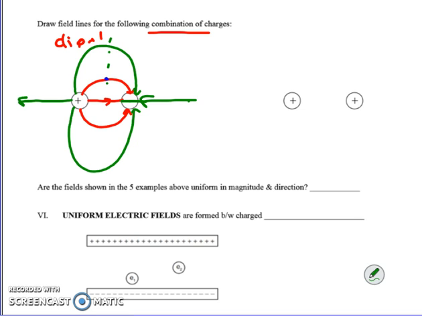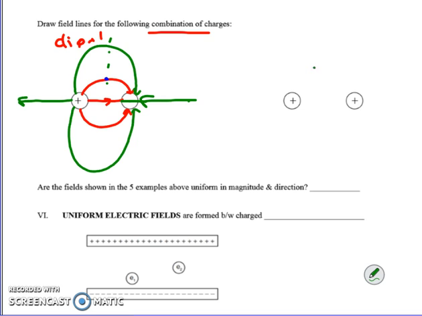Well, if we start in the middle, we can understand that the positive is going to push our test charge to the right, and this positive is going to push it to the left, and they would cancel out. So we'd expect there to be no field there. So in the general vicinity, halfway between there, we expect a weak field, or fairly far apart.